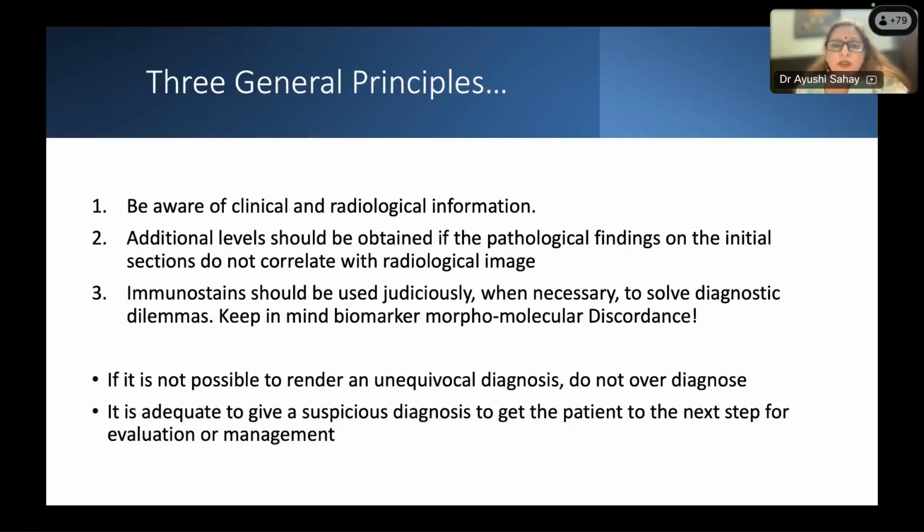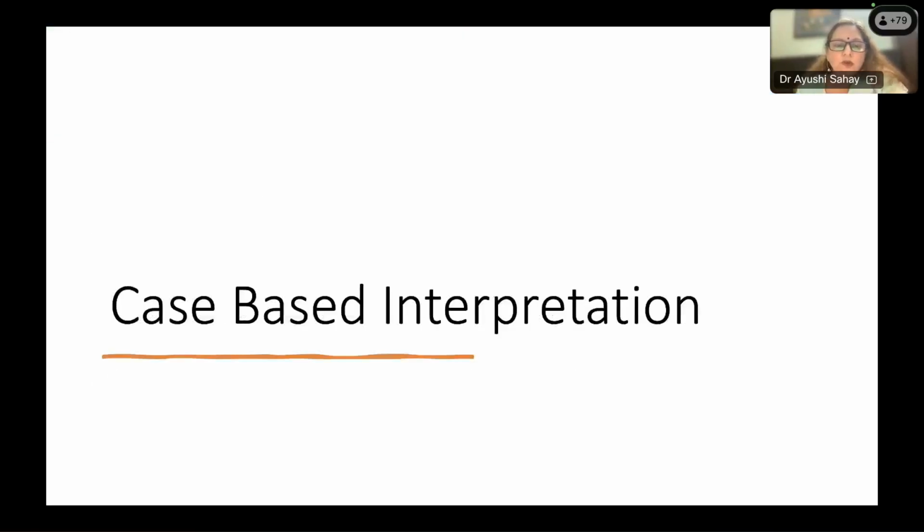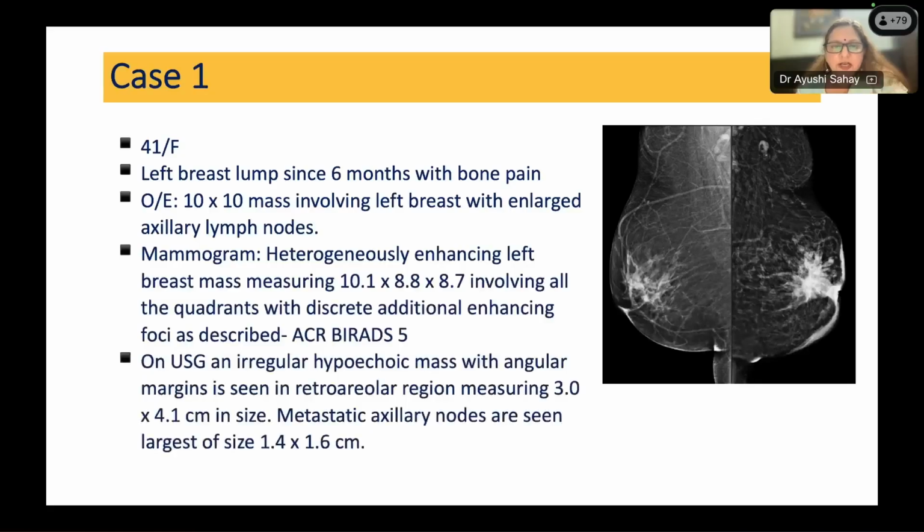If it is not possible to render an unequivocal diagnosis on the core needle biopsy because of the limitations I mentioned earlier, do not overdiagnose. Just give a diagnosis of what level of suspicion you are feeling for the biopsy, to get the patient to the next level of management. And I hope we will be covering these management dilemmas with you today. So with this, we start with the case-based interpretation of the cases we have already shared earlier.